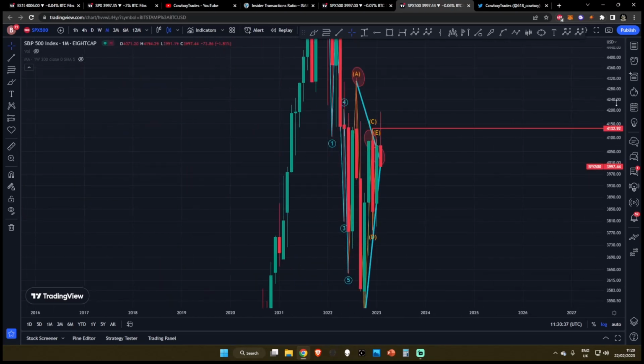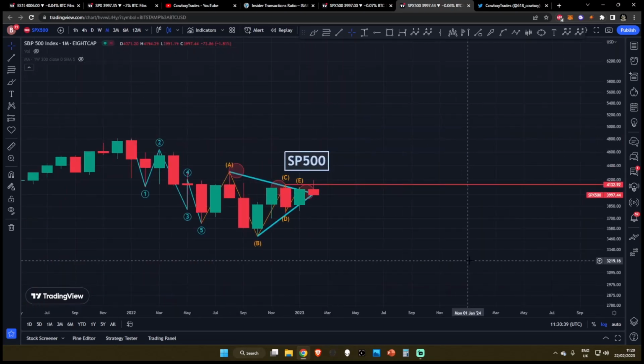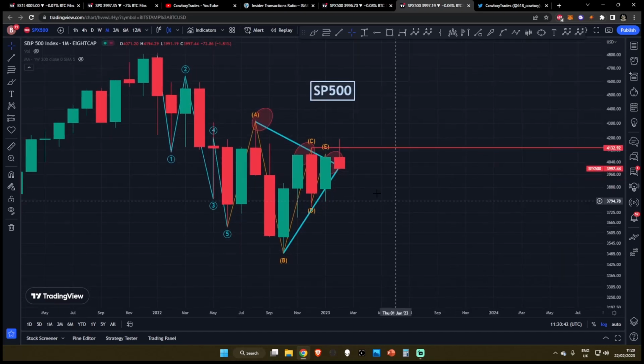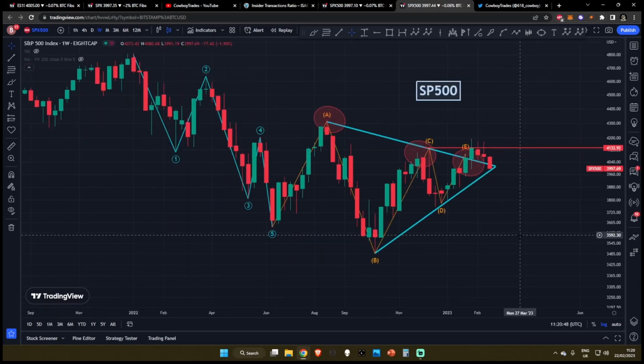There's a few different ways that you could still argue this is in play. For example, if you come over to the monthly time frame, wave E actually put in a monthly candle body close beneath wave C, so it's not 100% done and dusted.